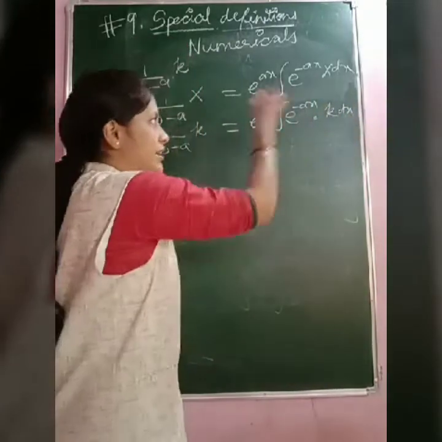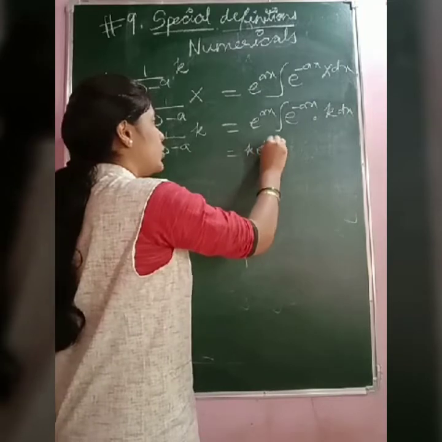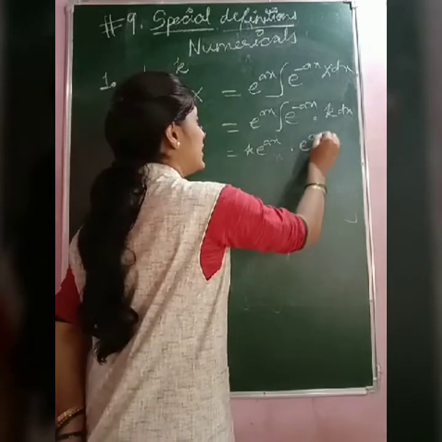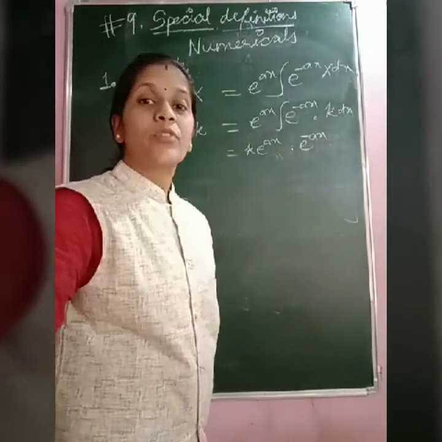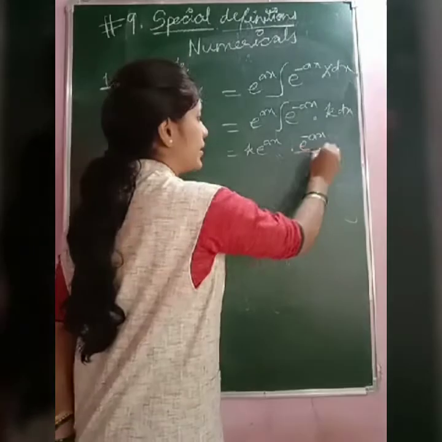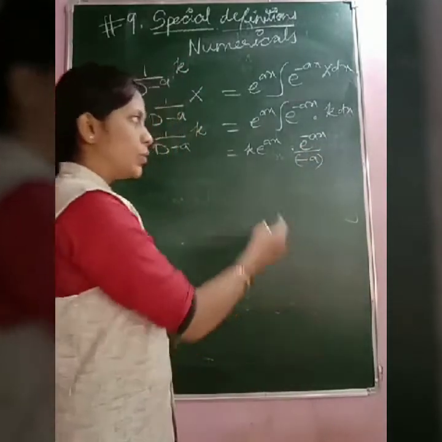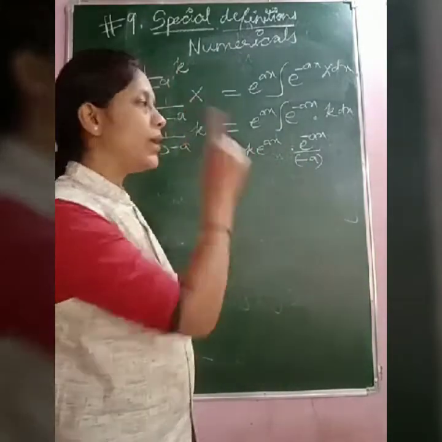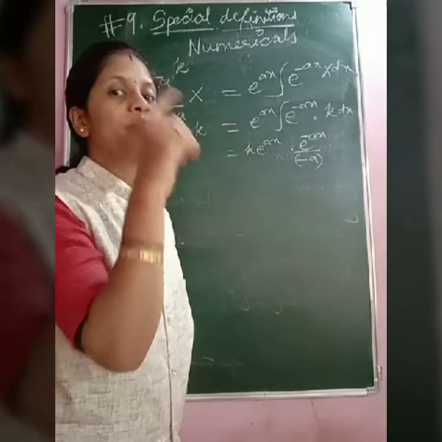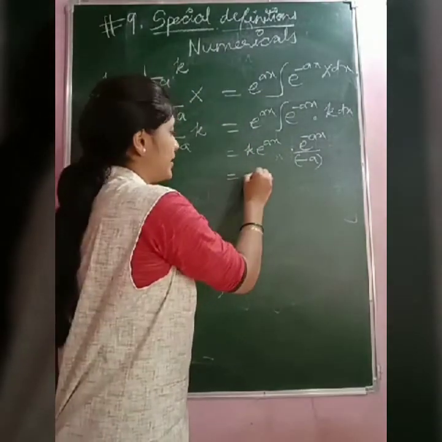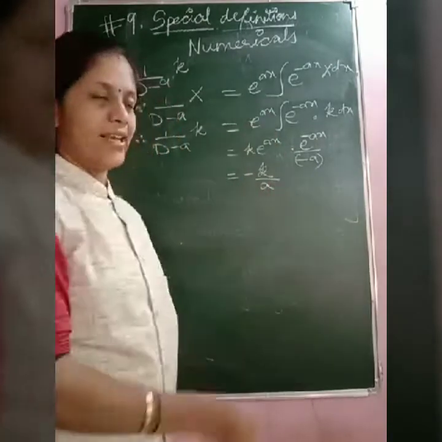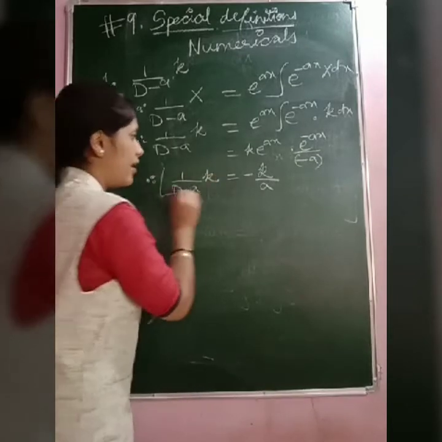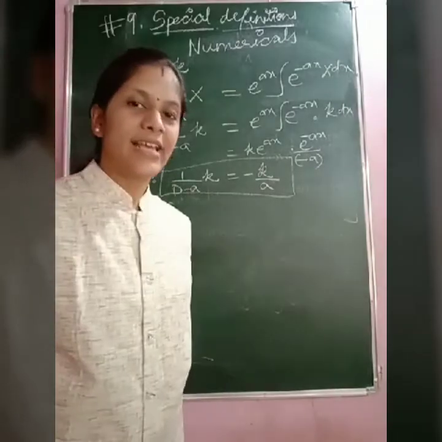Since k is a constant, we can take it outside. So this is nothing but k into e raised to ax. What is integration of e raised to minus ax? It is nothing but e raised to minus ax, divided by the coefficient of x, that is, minus a. So now bases are same, adding powers. e raised to ax minus ax is e raised to 0, that is nothing but 1. So this can be written as minus k by a. Therefore, 1 by D minus a of k is nothing but minus k by a.